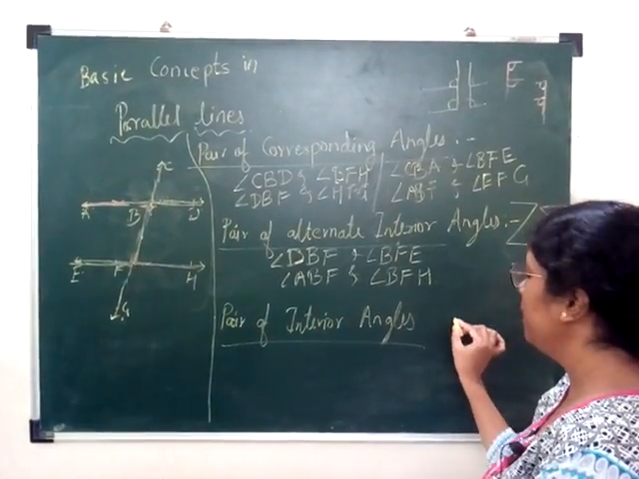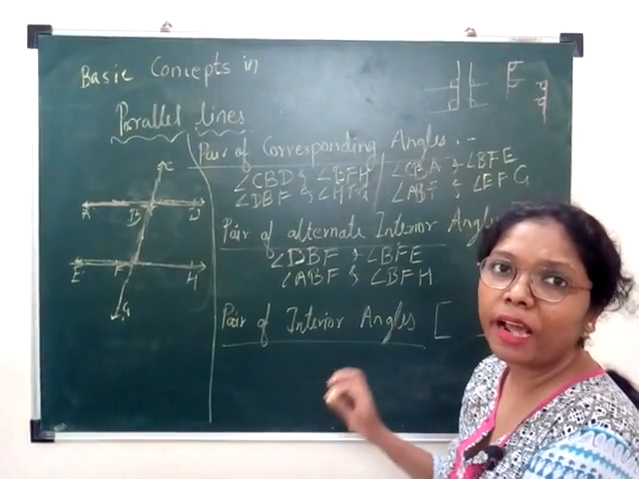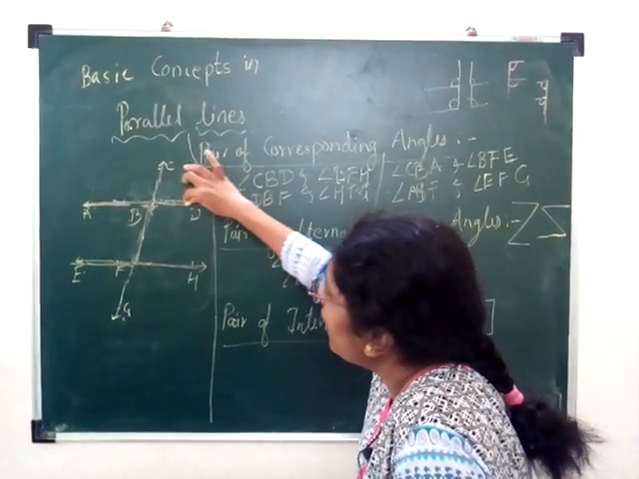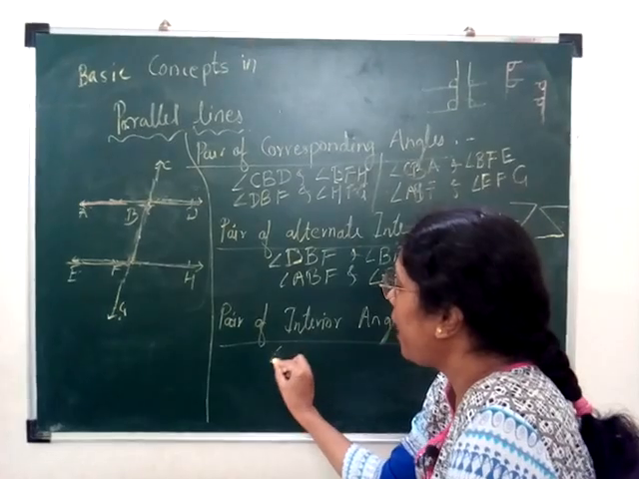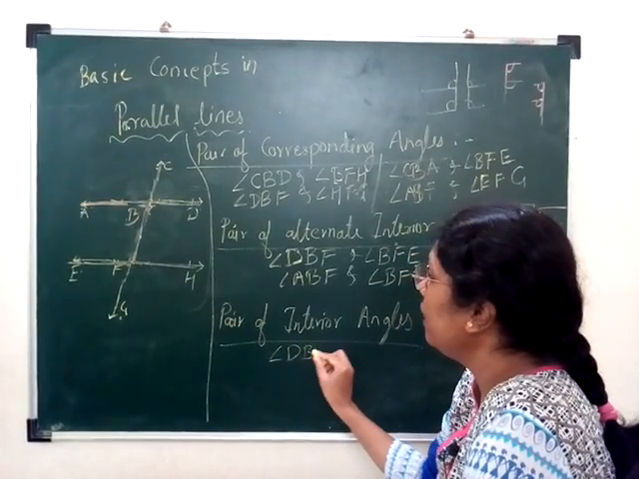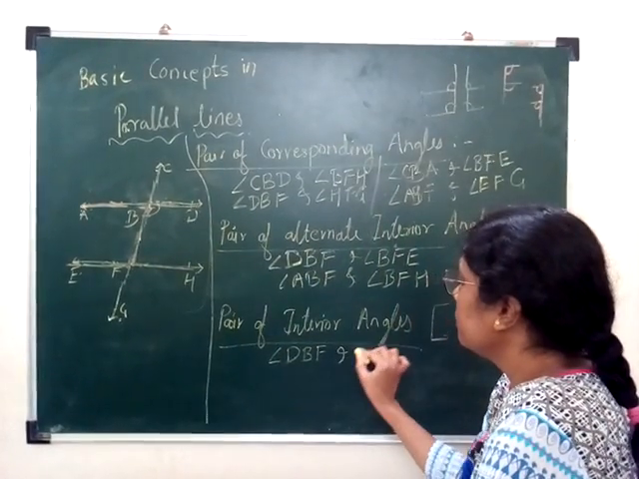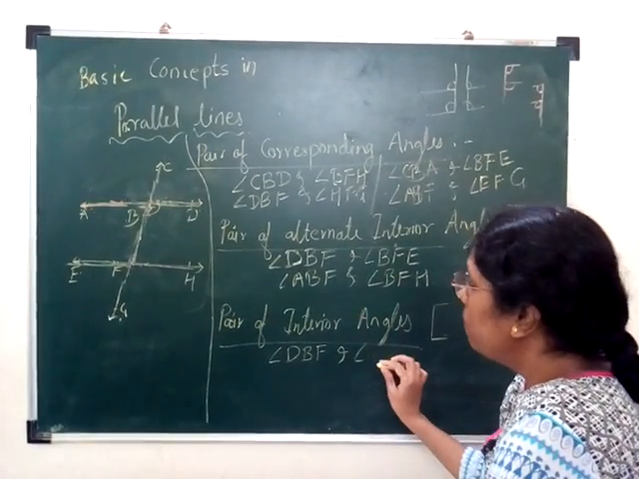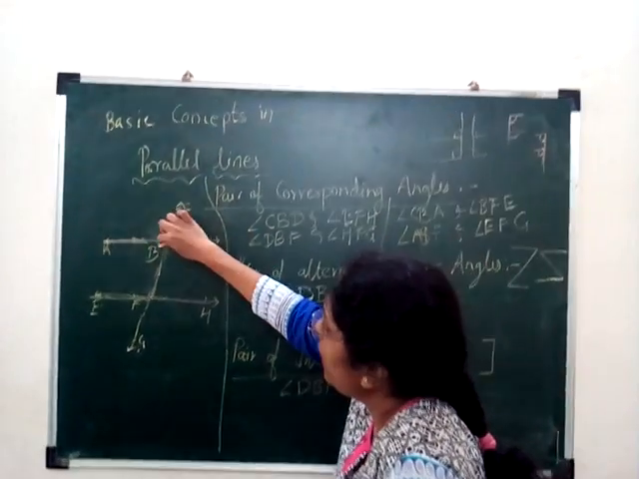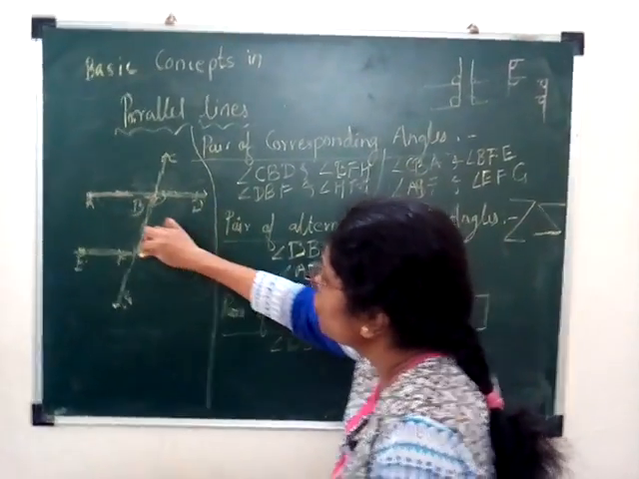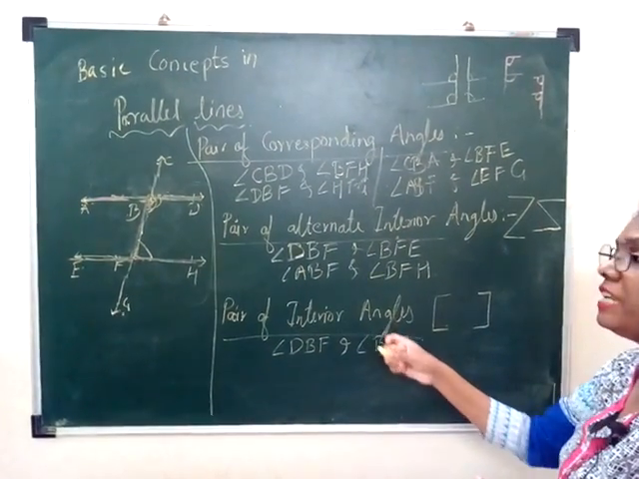Interior angles are very simple. They just make a bracket. The diagram of interior angles is nothing but a bracket. So in the bracket, if I say this is a bracket C line, which are the angles? Angle EBF and angle BFH. These are the pair of interior angles.